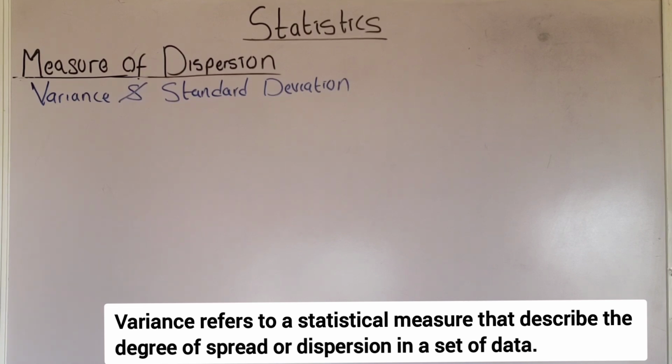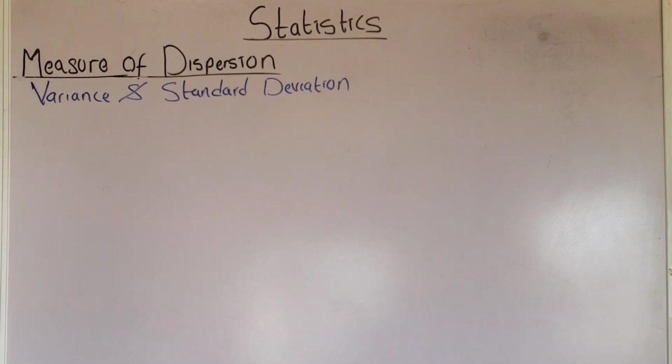Variance refers to a statistical measure that describes the degrees of spread or dispersion in a set of data. You understand? Variance simply means variation. So when we talk about variance, we refer to a type of measure of dispersion that is used to describe the degrees of spread or dispersion in a set of data.